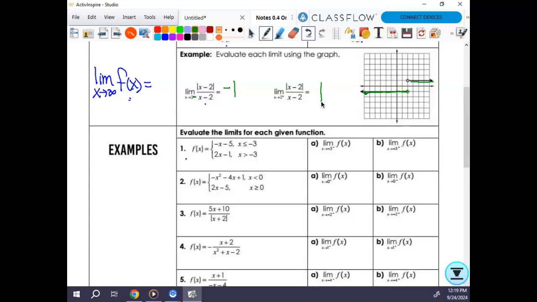Yes, it's always about the y. Just like on the other ones that we've been doing, as x approaches this, what is y approaching? Because it's the limit of the function, and your function value, remember, is always your y value. Okay, very good question. We good on that?